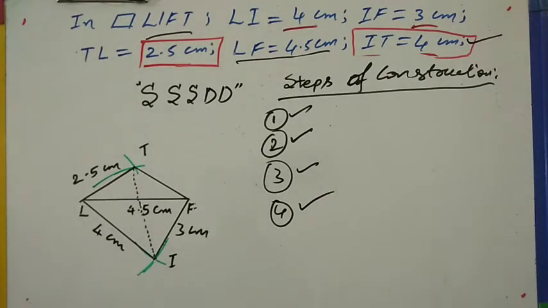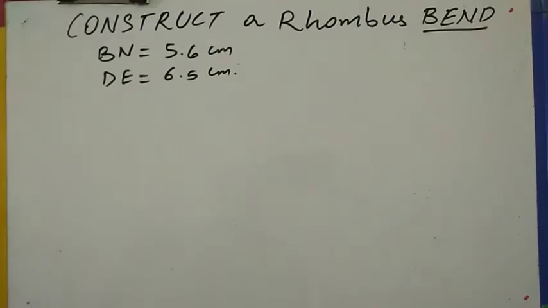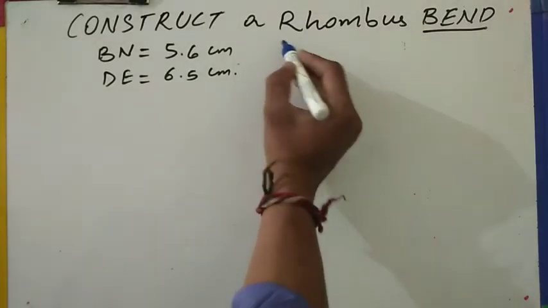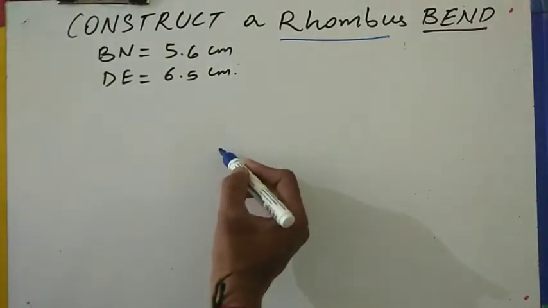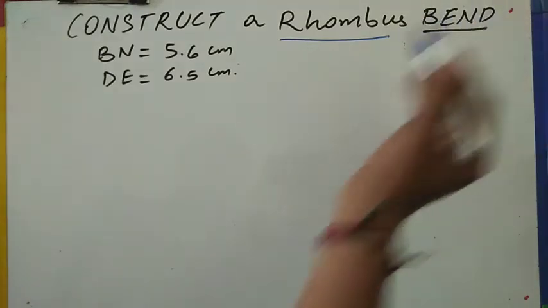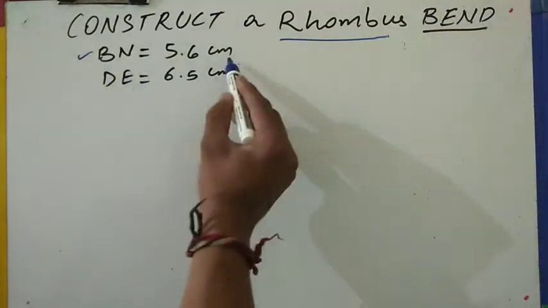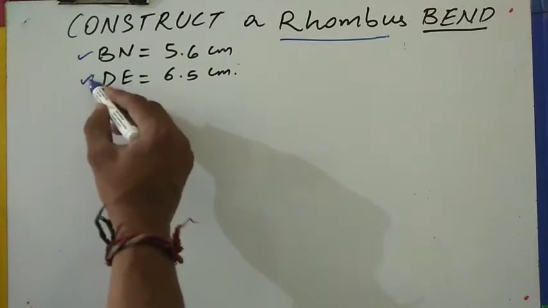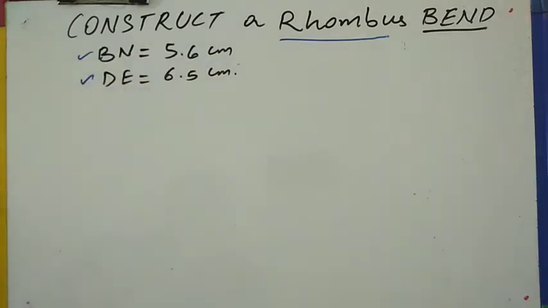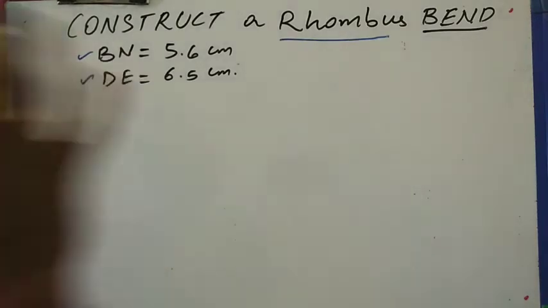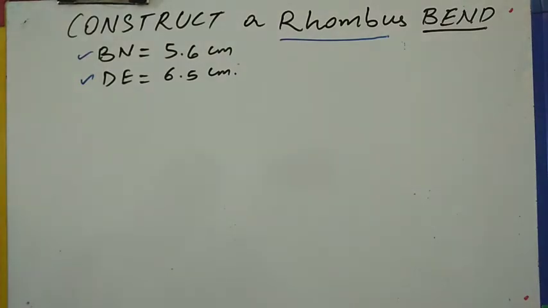Okay. Now, we will go for another construction of a quadrilateral. Students, in exercise 4.2 we are given a very important question: construct a rhombus BEND with BN of measure 5.6 centimeter, DE of measure 6.5 centimeter. Now, here we are given only the measure of 2. Are they sides or diagonals?